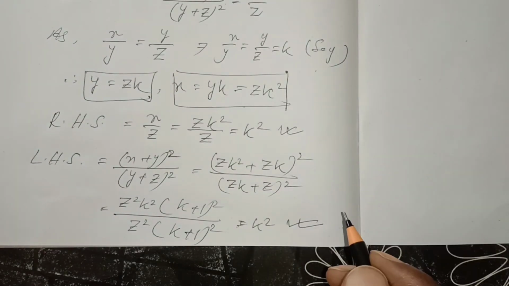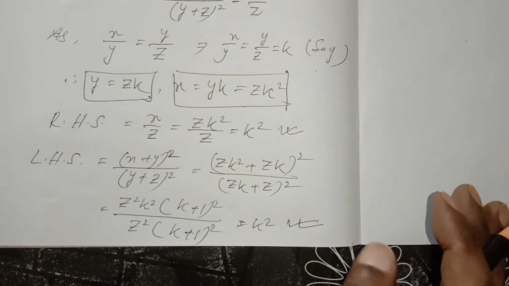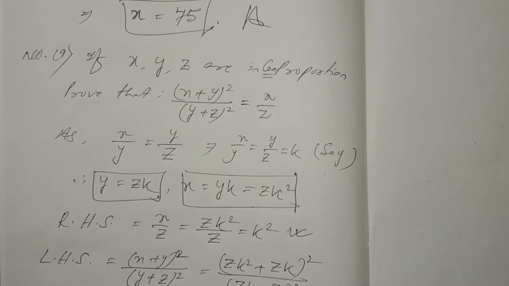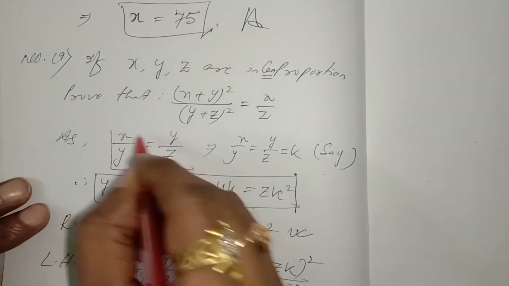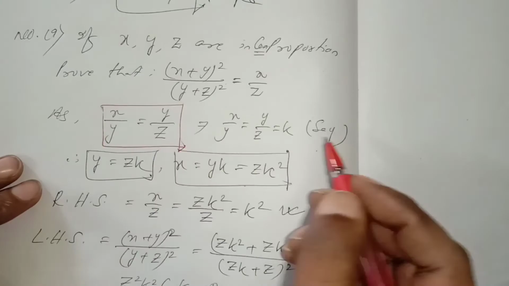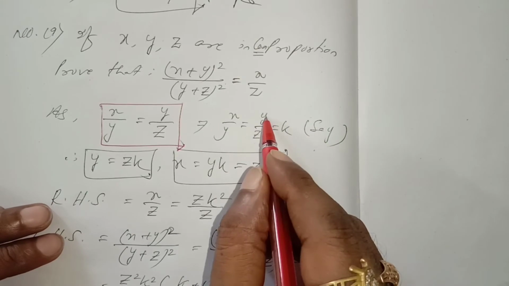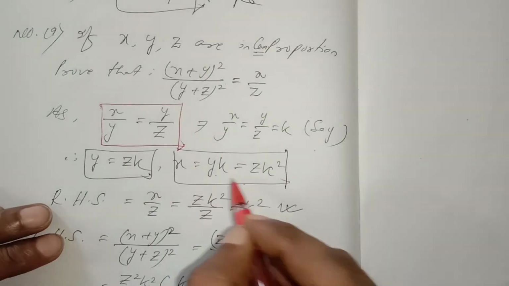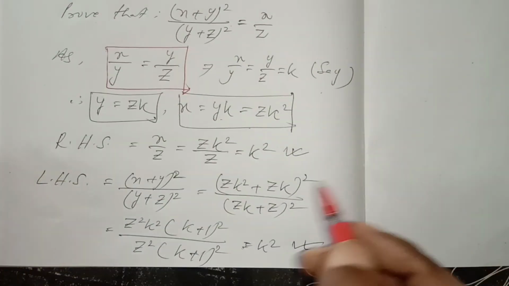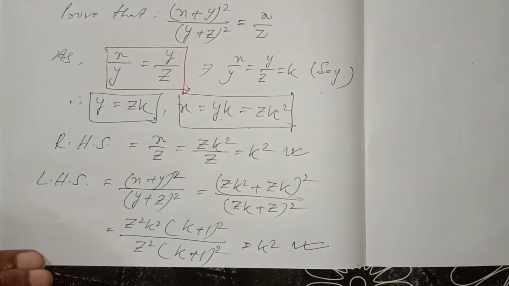Okay, in this way, question number 19 from the book ML Agarwal is proved. Question given: x, y, z are in continuous proportion, means y will be repeated. Here x, y, z are in continuous proportion, means x by y is equal to y by z. From here you have to take x by y is equal to y by z equal to k. Therefore y is equal to zk and x is equal to yk. Put in the value of y here, we will get zk square. Both sides you have to simplify, left hand side as well as right hand side. In this way I have completed one more question, number 19.